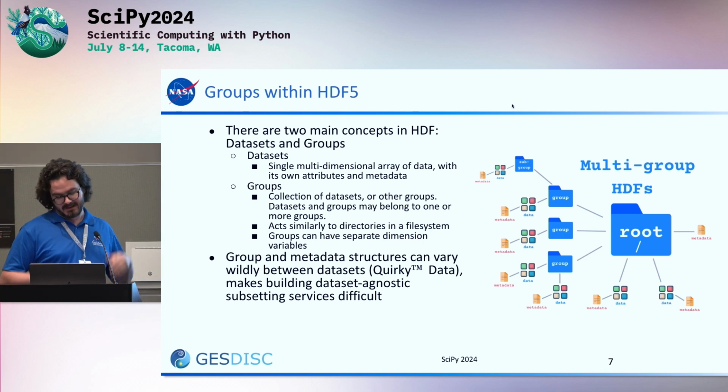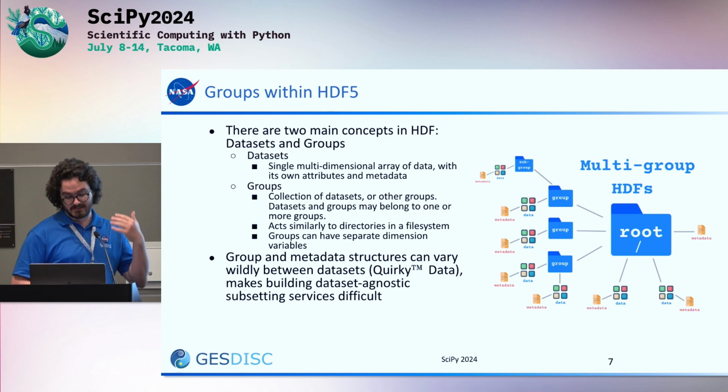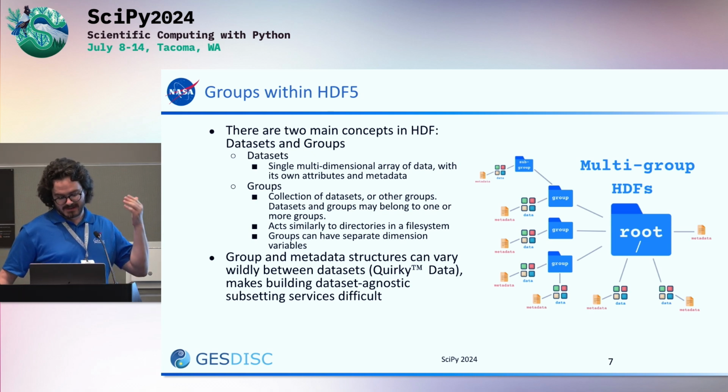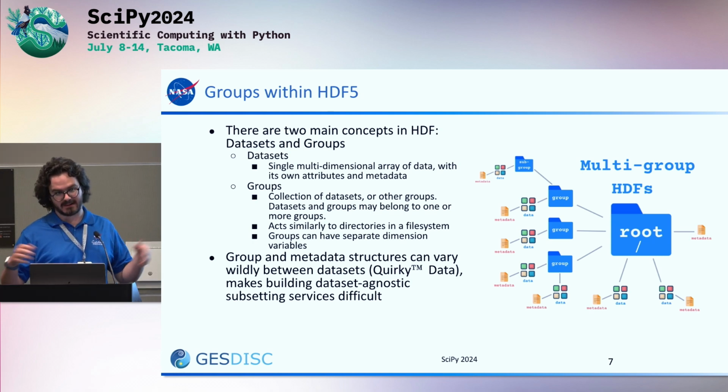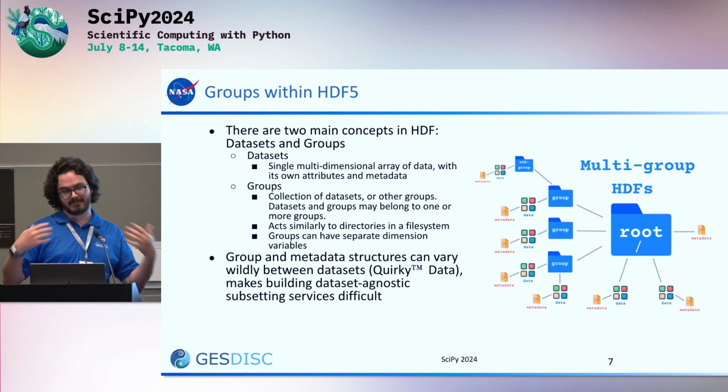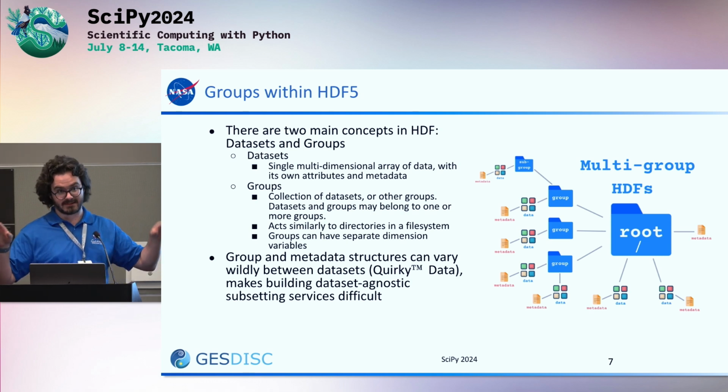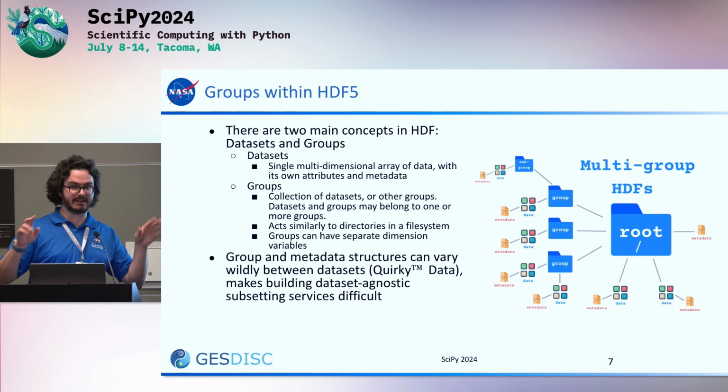datasets. Now, the thing that really makes our lives hard is that these group and metadata structures can vary wildly between datasets, what we call quirky data, which makes building these generic subsetting tools quite difficult, because making it dataset agnostic is difficult when different datasets and data providers are treating these standards differently.